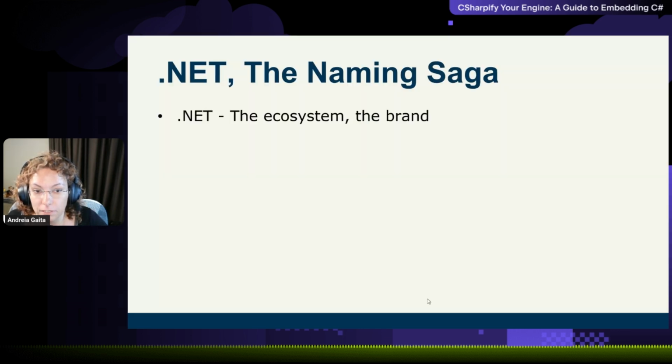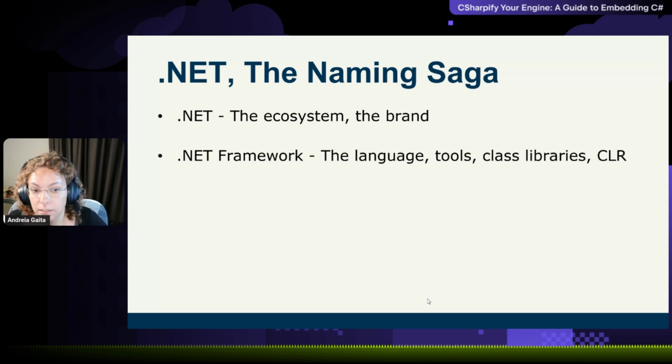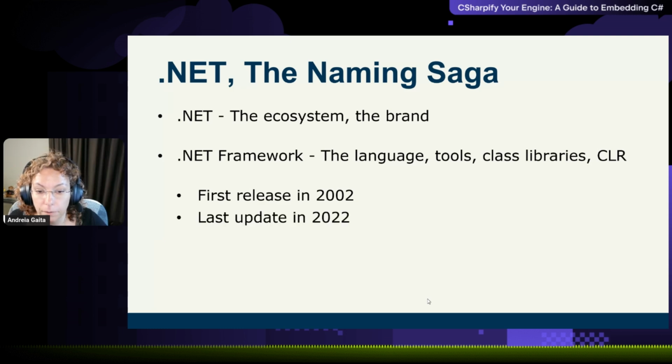Initially, .NET was the ecosystem, the brand. .NET Framework was the actual language, tools, the class libraries, the runtime, that was a thing. And when we talked about .NET, we were talking about the whole overall thing. .NET Framework was that specific version of the thing that we were using. It's been around for 20 years, and it finally stopped being updated. So that's nice.